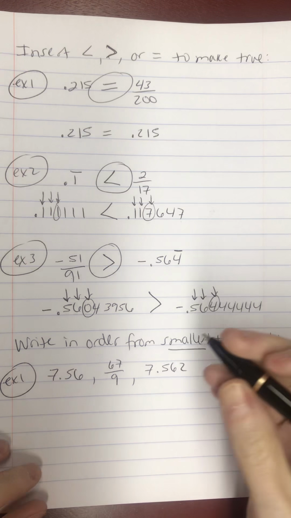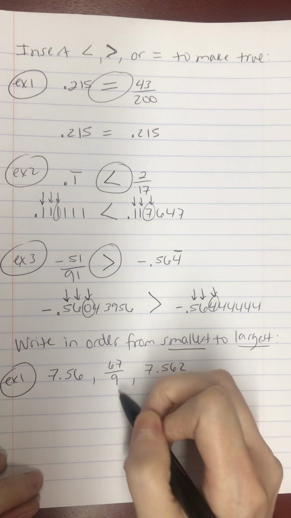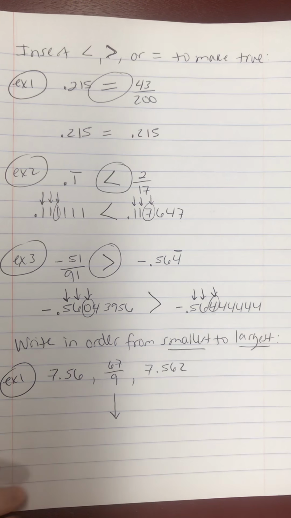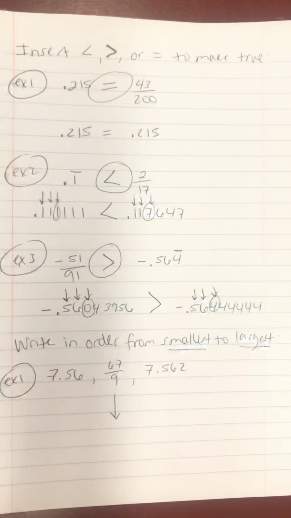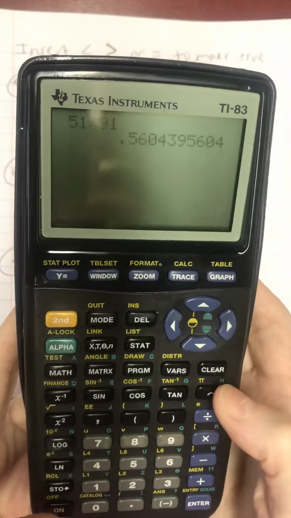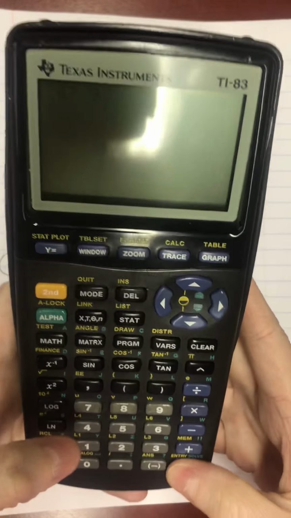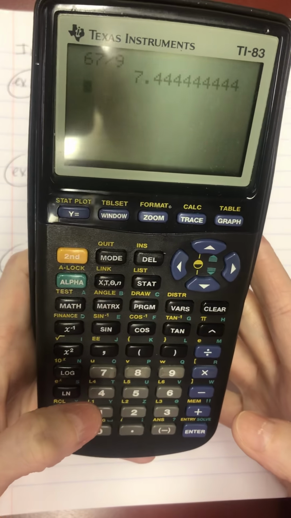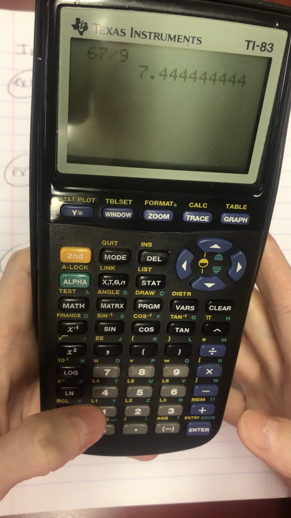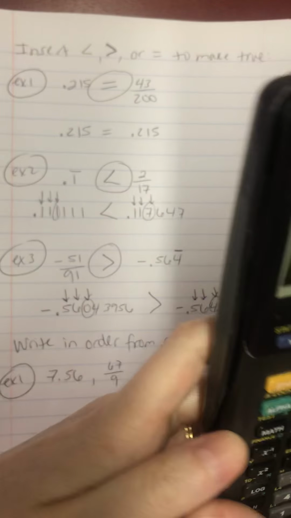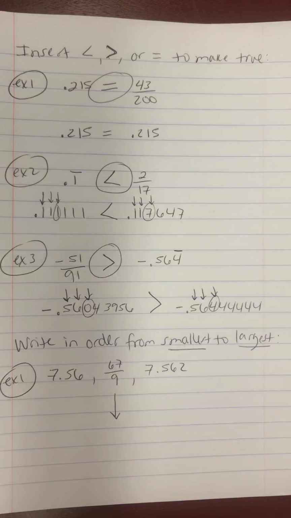Now, I'm going to go ahead and convert the 67/9 first because it's a fraction and I want to use my calculator. You could do it by hand, but I'm going to use my calculator just to make it easier and faster. 67 divided by 9. When I do that, I get, oh, there it is, 7.4. The 4 is repeating. So 7.44444 forever, right?